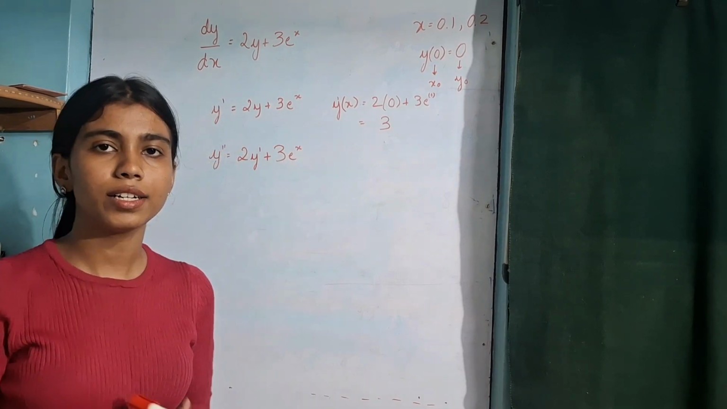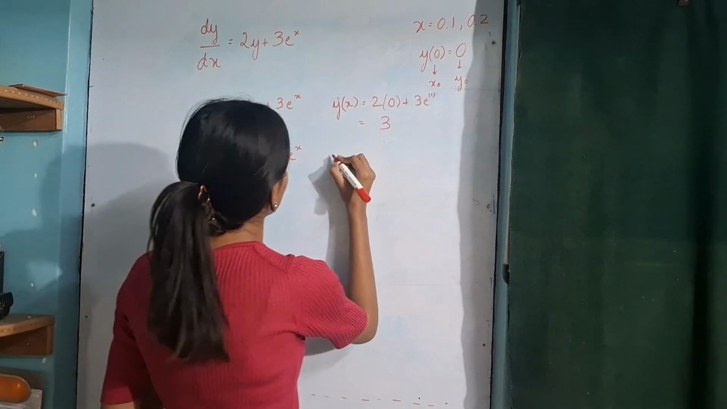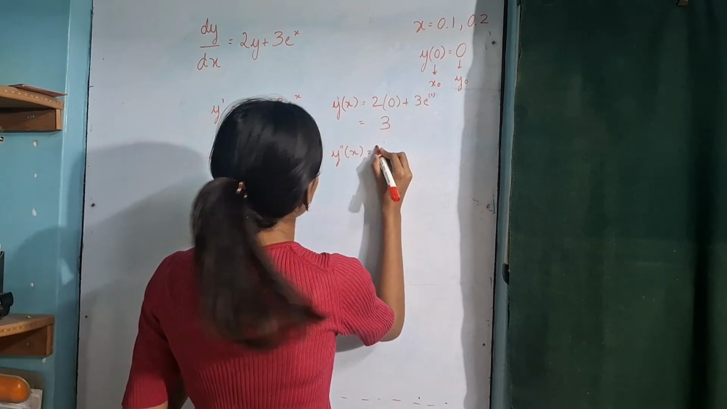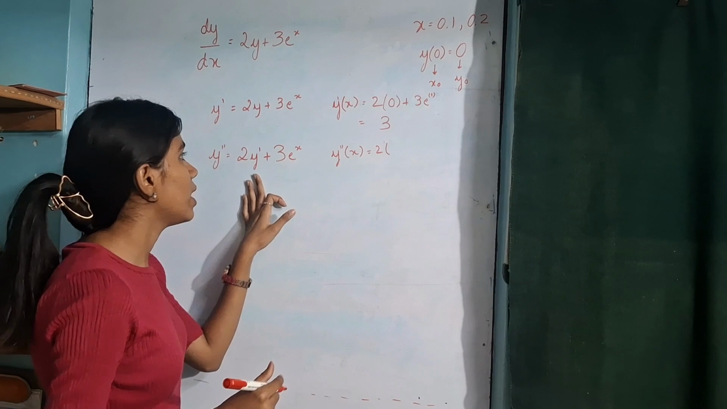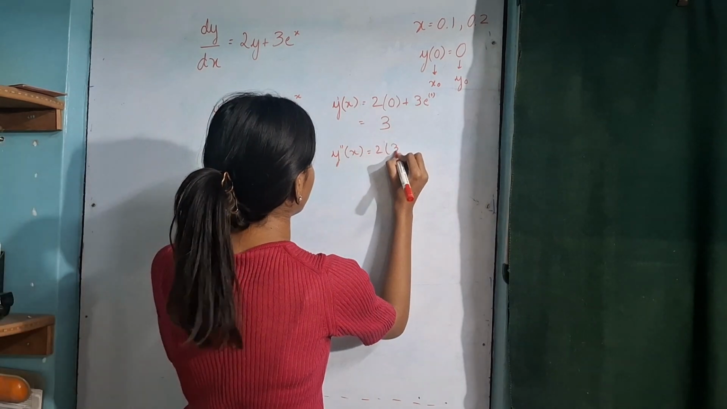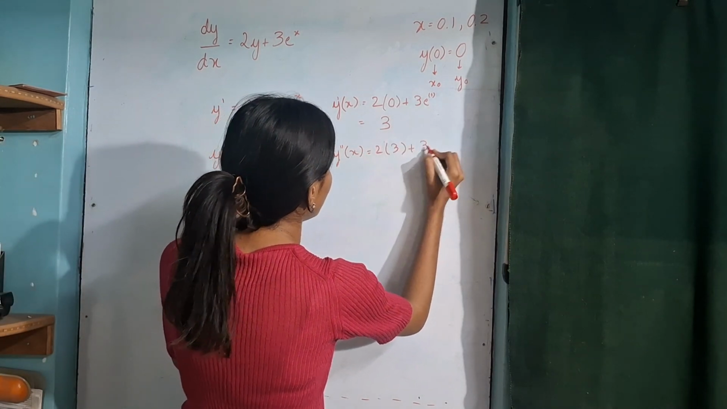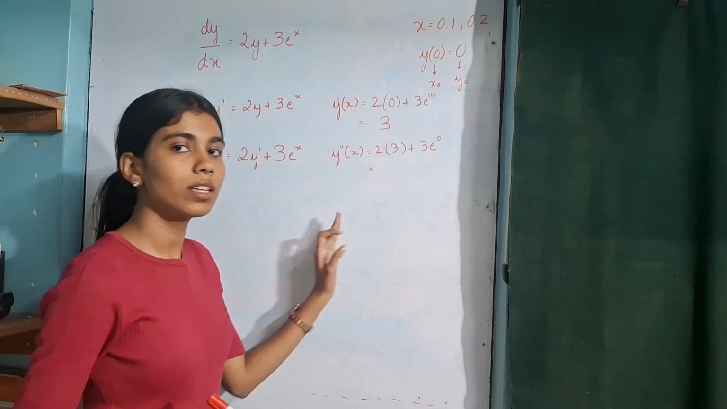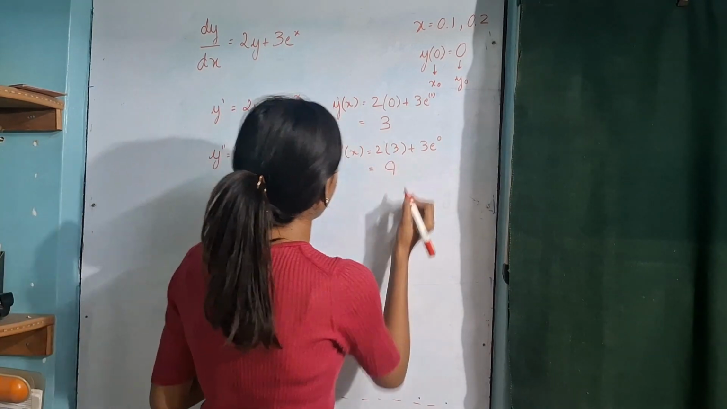Now you have differentiated, now we will substitute it. y double dash of x is equal to 2 of, what is the value of y1? It is 3, plus 3 e raised to 0. Once you put this into calculator, your value will be 9.